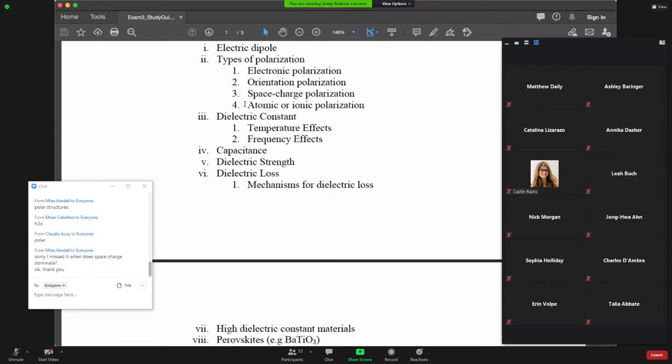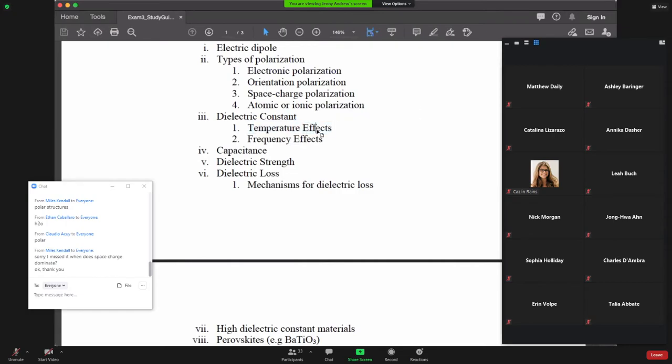Okay. So electronic polarization is the least susceptible to frequency. Atomic or ionic, where you actually have to have time for an atom or ion to move in your structure, is going to take the most time and therefore be the most susceptible.